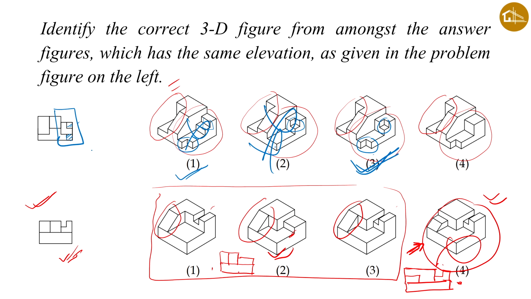Now if you compare this with the figure, there is no this portion. This is also wrong. Now only two options remain, where we have to find the correct answer. If you see their elevations, you will find approximately 90% of this is the same. So the difference we have to find is, we will compare each of them once again.